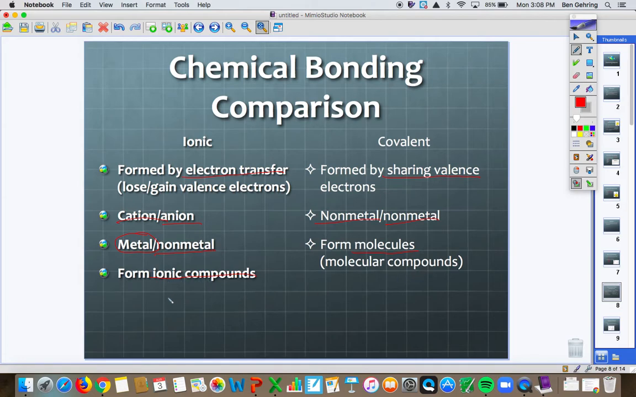Sometimes they cut out the ionic part and they just write compounds for ionic. It's kind of a nightmare. But typically compounds refer to ionic bonds. Molecules refer to covalent bonds. If you see this word molecular, think molecule. So that would be covalent.